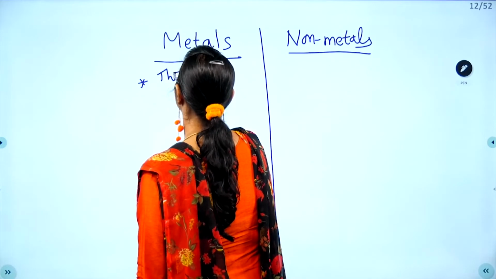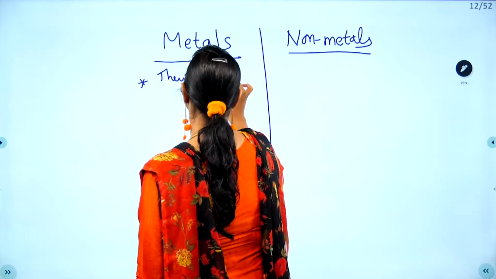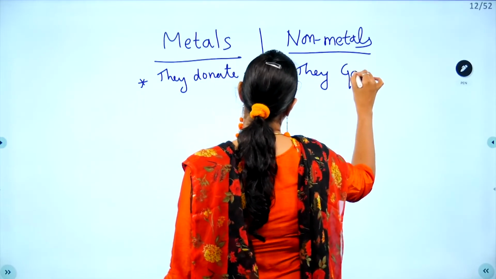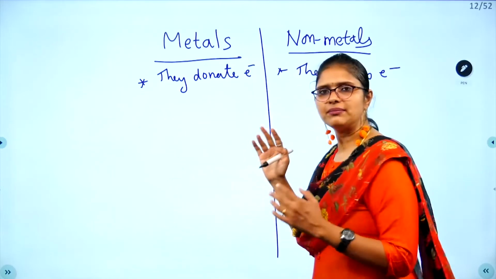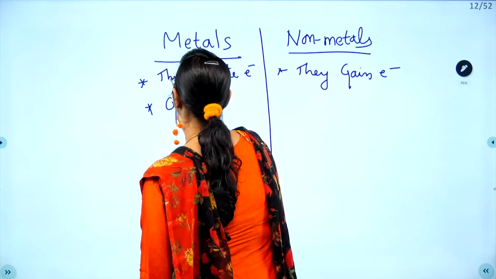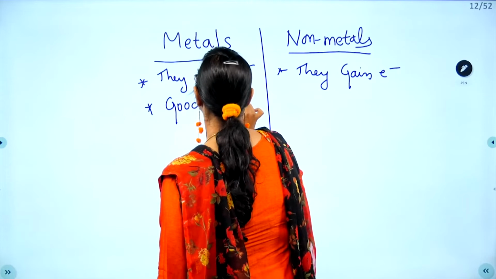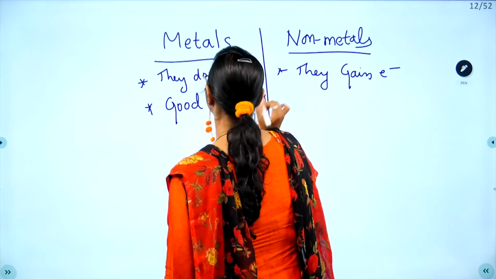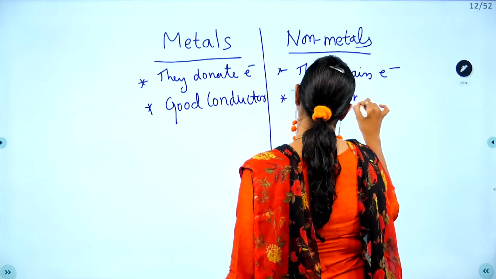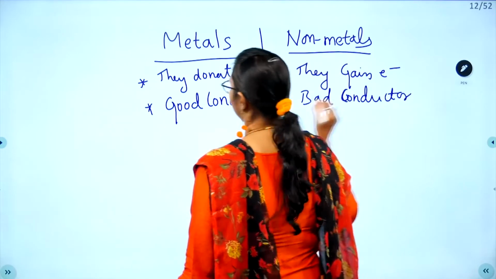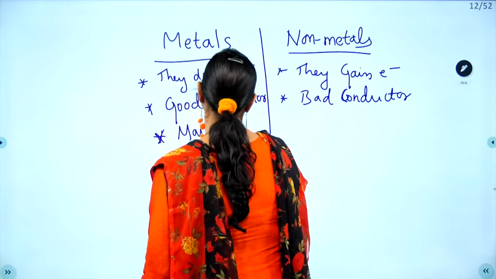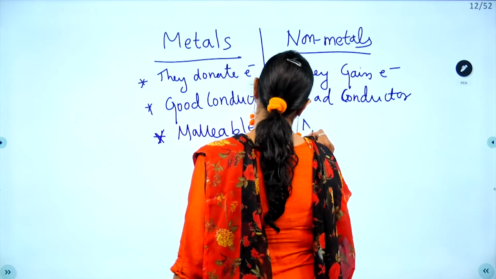Metals donate electrons, whereas non-metals gain electrons. Metals are good conductors. I am just writing the general points. Non-metals are bad conductors except graphite. Next point, metals are malleable, whereas non-metals are non-malleable.